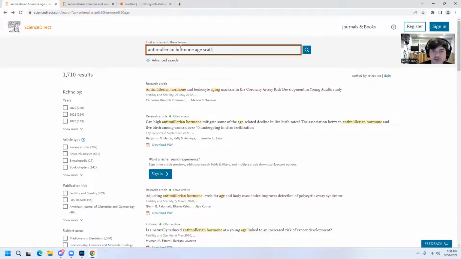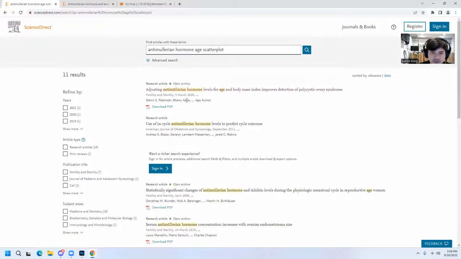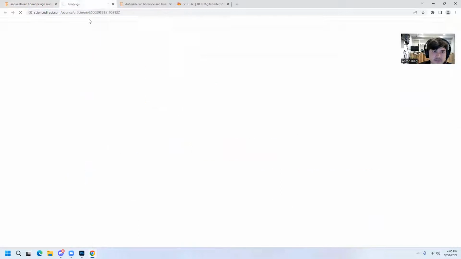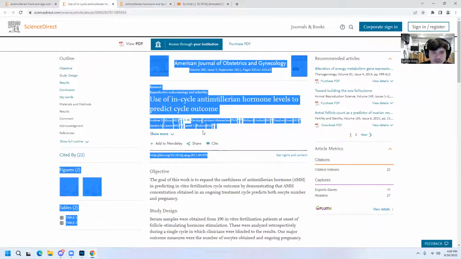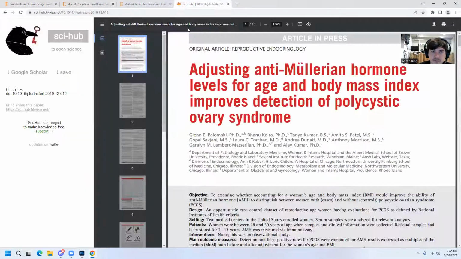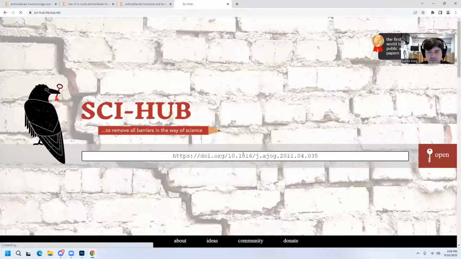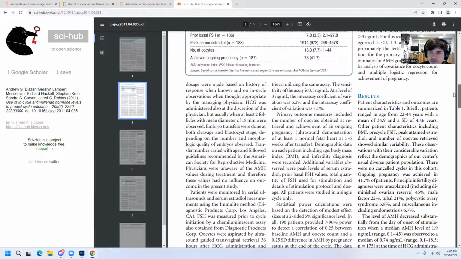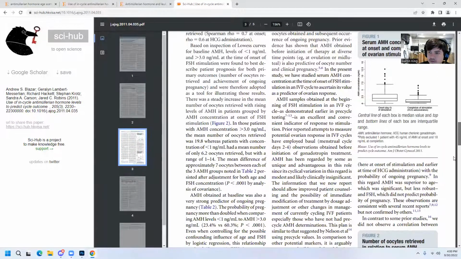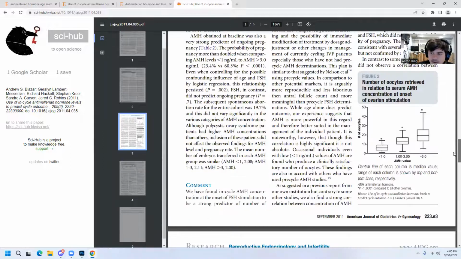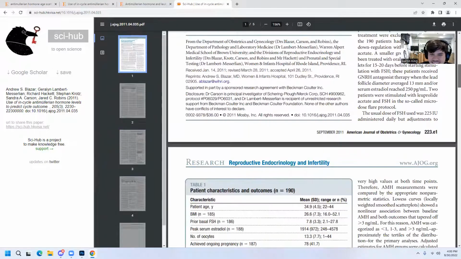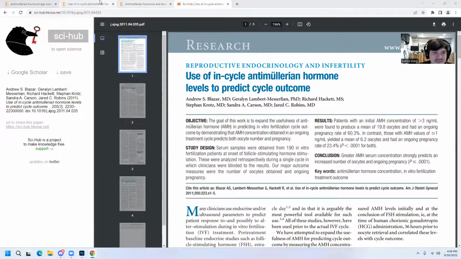Maybe age scatter plot. There's no way this is going to be a good search to predict cycle outcome. In cycle. Predict cycle outcome. Useless. So useless. Where's the variance? Okay, all right, fine.